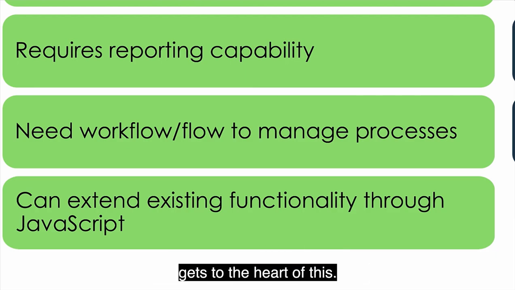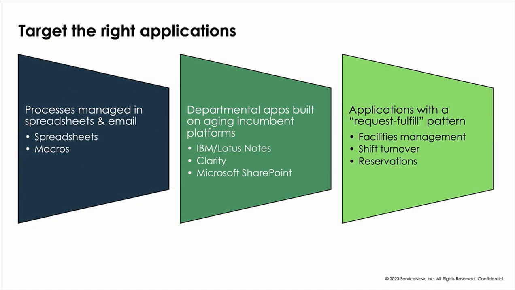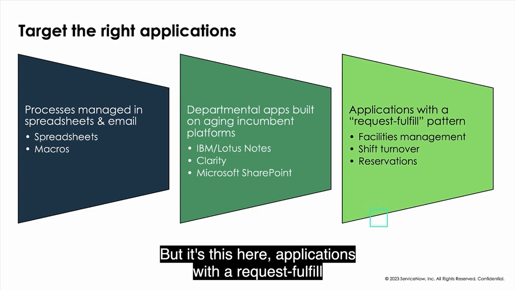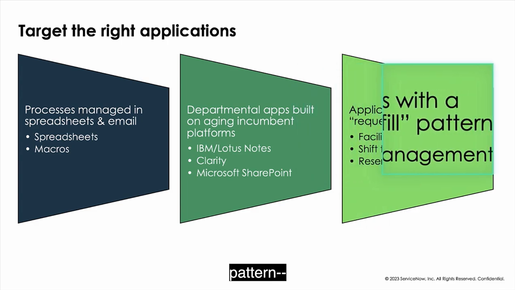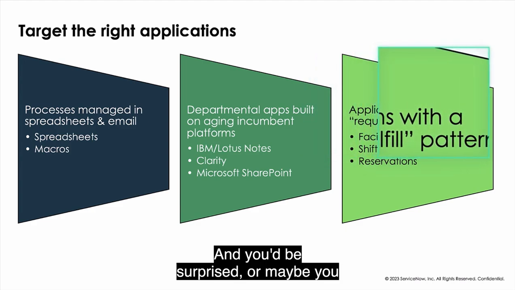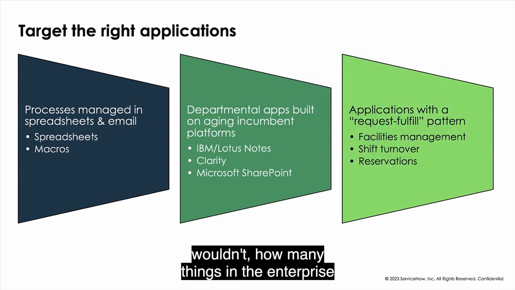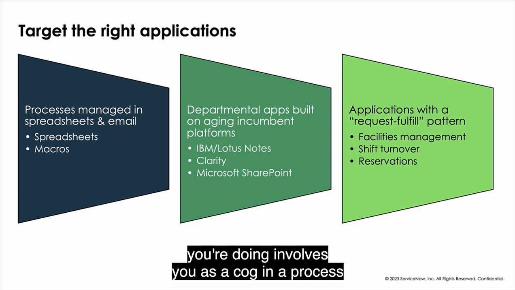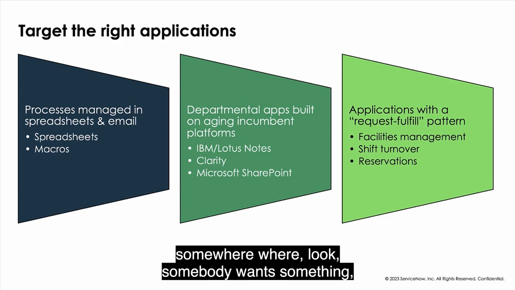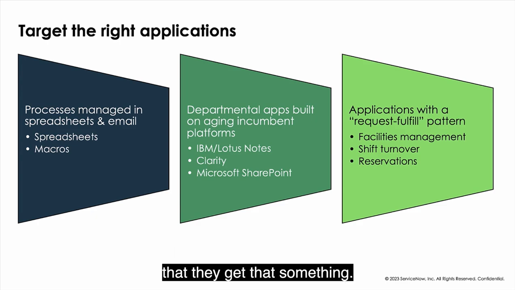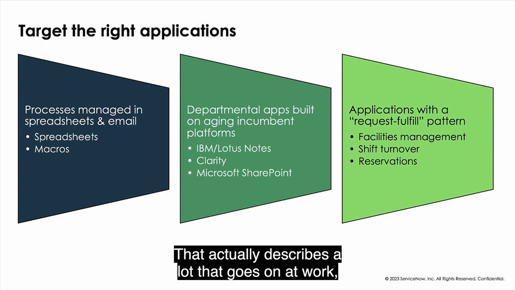But I think the next slide really gets to the heart of this. I'll let you draw your own conclusions about some of the claims on this slide. But it's this here: applications with a request-fulfill pattern. This is where it's at. And you'd be surprised, or maybe you wouldn't, how many things in the enterprise can be conceived of in this way. You ever stop and think about how much of the work you're doing involves you as a cog in a process somewhere, where somebody wants something, and it's someone else's job to make sure that they get that something? That actually describes a lot that goes on at work, I would bet.